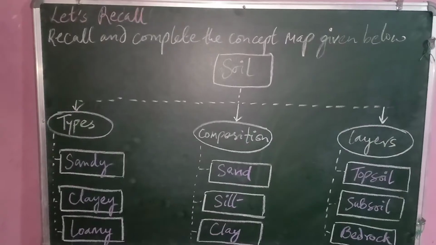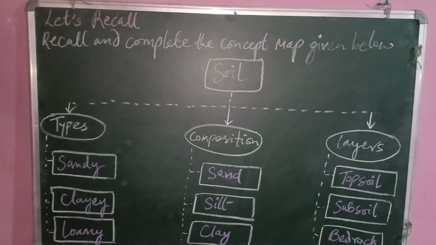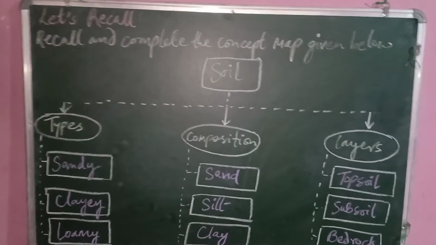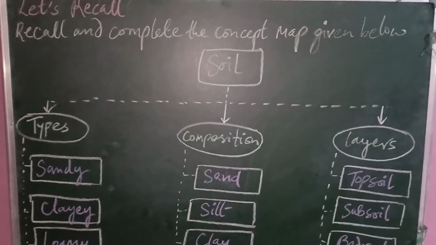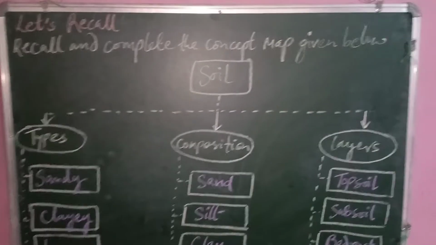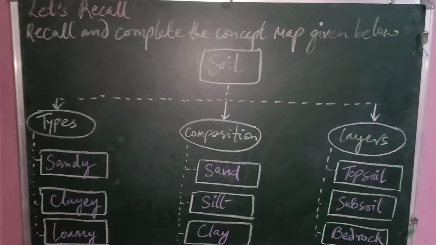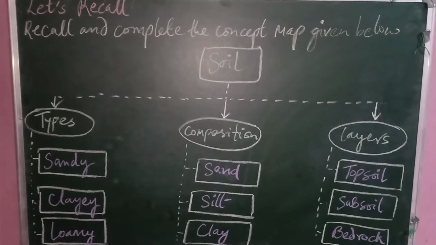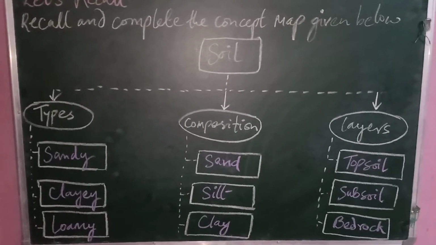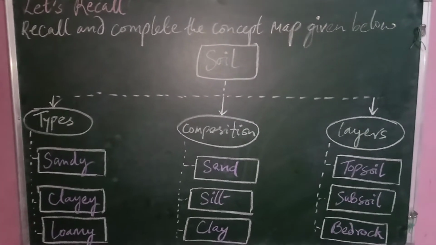Moving on, let's begin with the Let's Recall questions. Recall and complete the concept map given below. So you have to draw a diagram like this. Okay, so the first thing we have written here is soil. It is divided into 3: soil types, soil composition and soil layers.